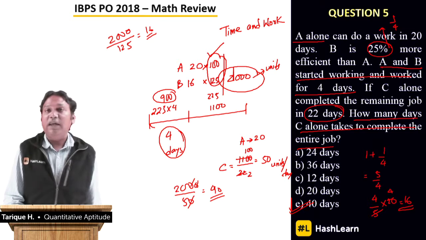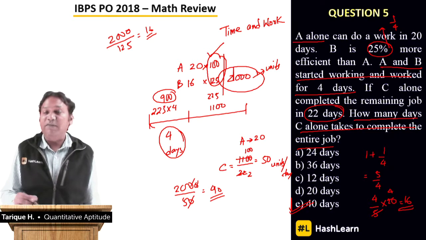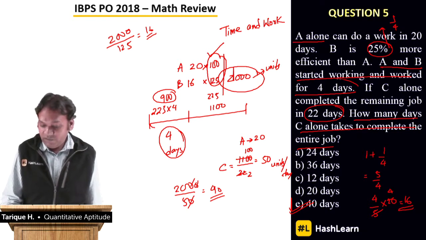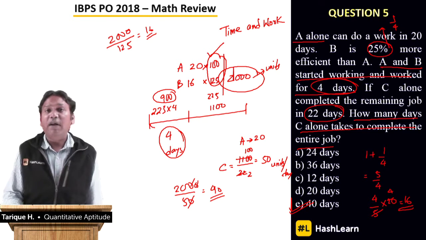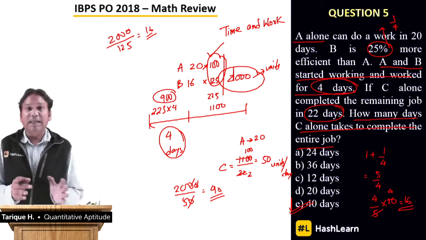Now efficiency of A is 100 and B is 125. Combined efficiency is 225. They have worked for 4 days, so 4 into 225 is 900. From 2000 units of work, 900 units of work is done. So what is left now? 1100 units to be done. Okay, remaining work is 1100.